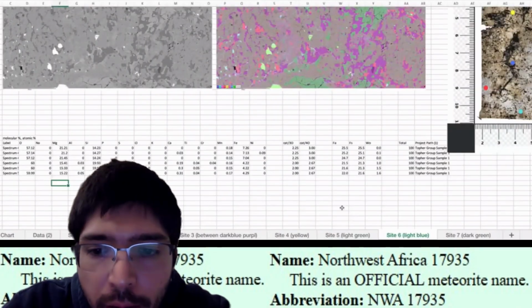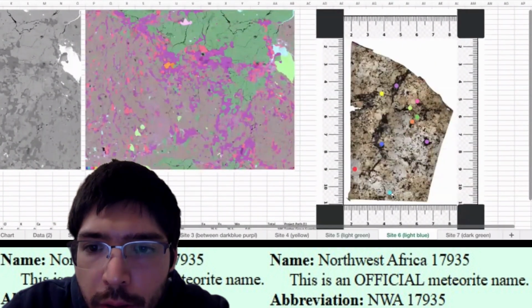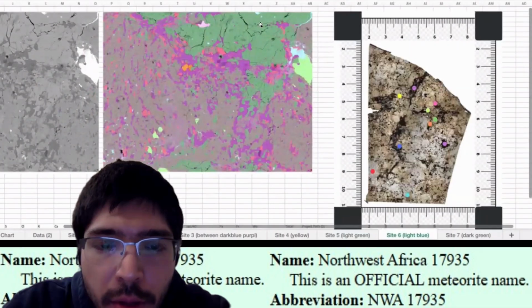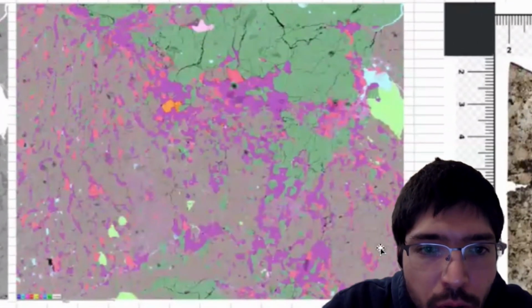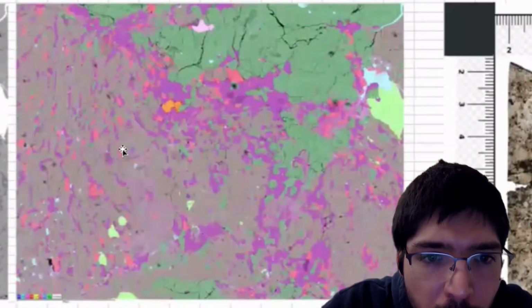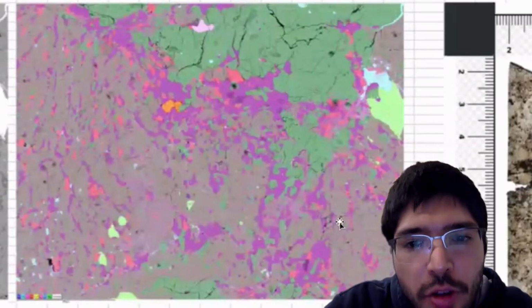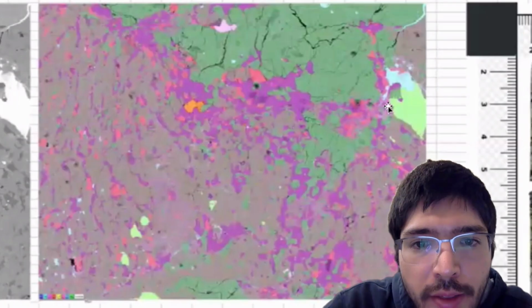We can then go to this next site, which is the light blue right here, and we can see a similar texture. Olivine, same composition. Pyroxene, same composition. Maybe there's a little hint of zoning in these pyroxenes. That could be what this little dark part is, but it could just be contamination from the carbon coat, which is sort of causing these dark spots.